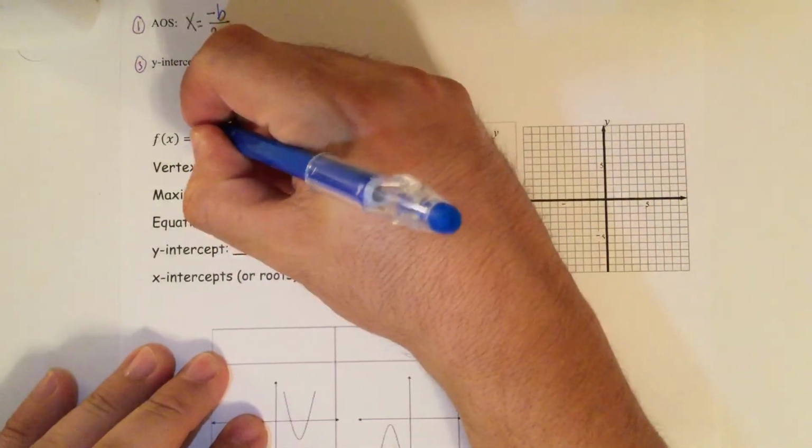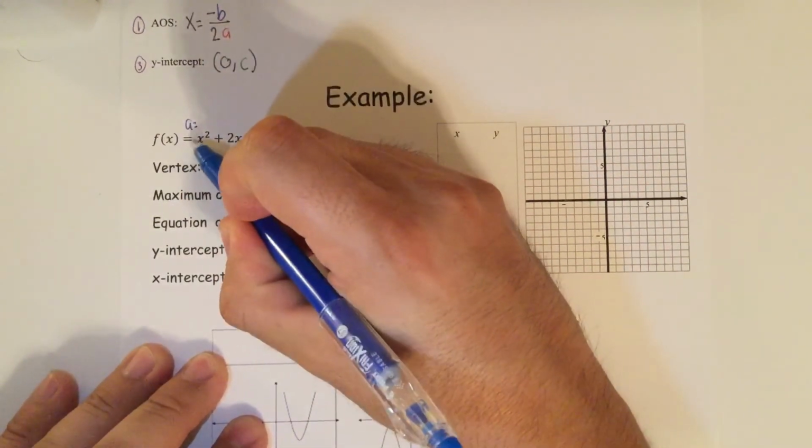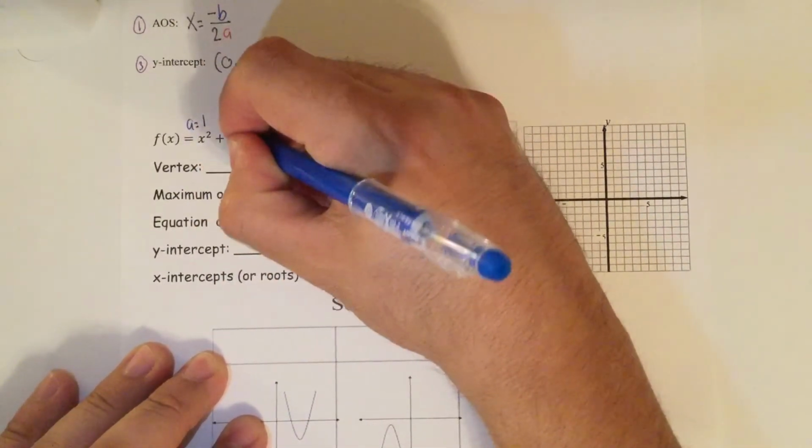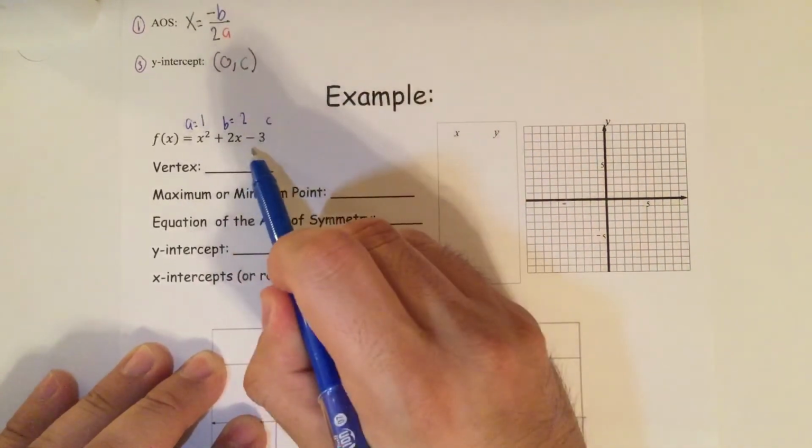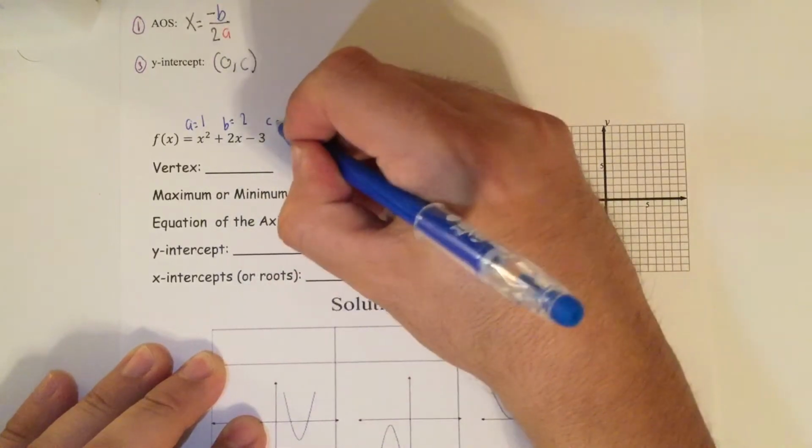So a is in front of x squared, which there's no number, so it's 1. B is in front of x, which is positive 2. And c is the constant without a variable, which is negative 3.